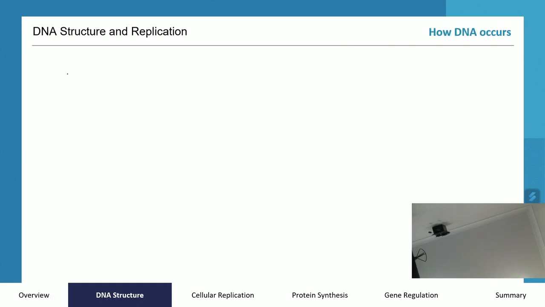The QCAA actually has three different ways that DNA can occur, and this was a previous exam question. The first one, as we discussed previously, is in eukaryotic cells, wrapped around histone proteins.